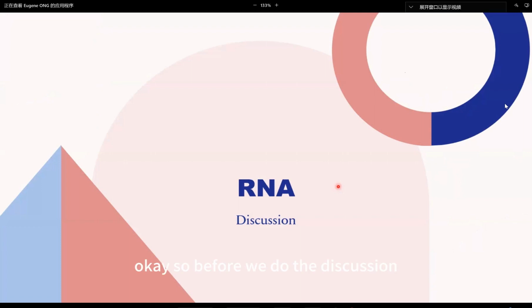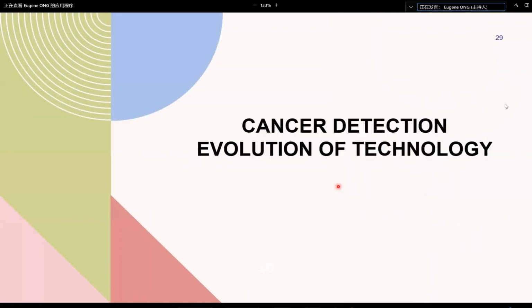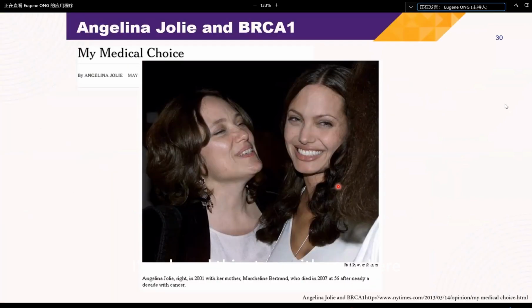Okay, so before we do the discussion, I'm going to show you an example of a real-life case study of how non-coding RNAs can be used to detect diseases. Using cancer as an example, cancer detection has gone through many stages of evolution. I've shared this story with you where you're using the BRCA1 detection. Angelina Jolie has decided to take medical action.